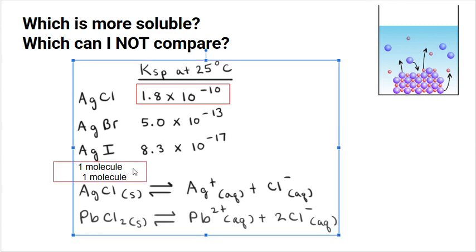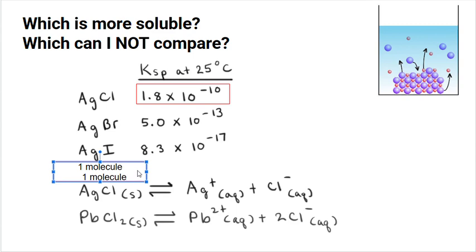All right, but if we come over here, for the top one, we have 2 different ions. But we have one Pb, because there's one coefficient there, and then we have 2 Cl. So we have 3 ions on the bottom. Because we have 1 going to 2 and then 1 going to 3, we cannot compare these. It is not possible for us to compare these ones.